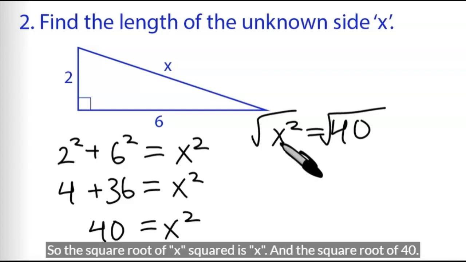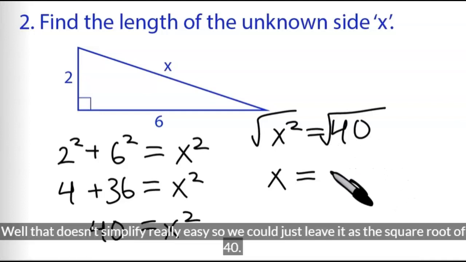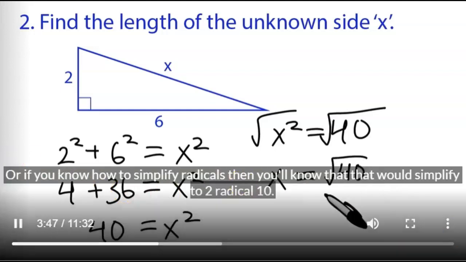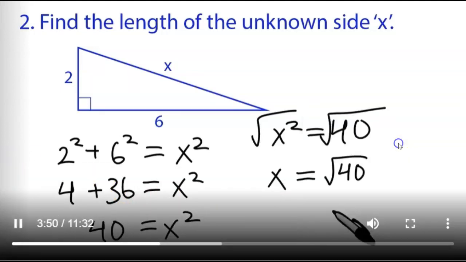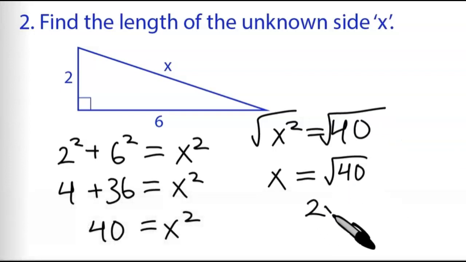Square root of both sides. So the square root of x squared is x. And the square root of 40, well, that doesn't simplify really easy, so we could just leave it as the square root of 40. Or if you know how to simplify radicals, then you'll know that that would simplify to 2 radical 10. And if you need to get a decimal number, just plug it into a calculator and you'll get something that's like 6.32 something something something. So the length of the unknown side x for this triangle is the square root of 40, or 2 times the square root of 10, or 6.32 something something something.